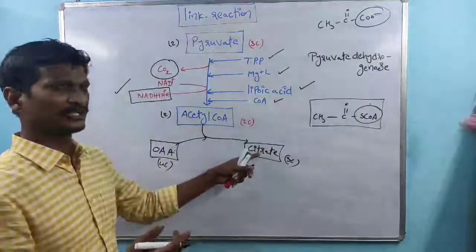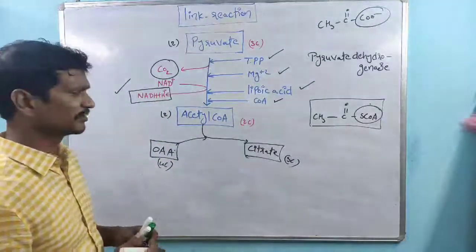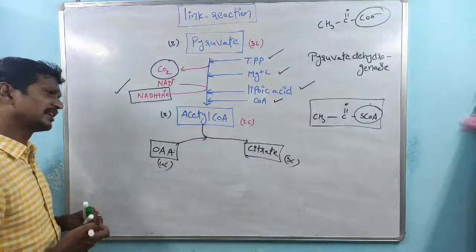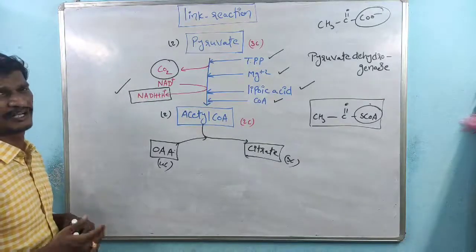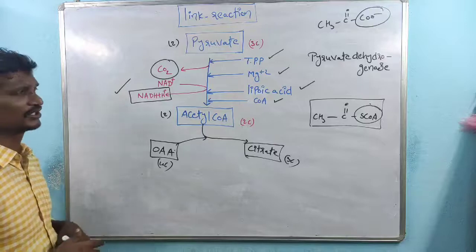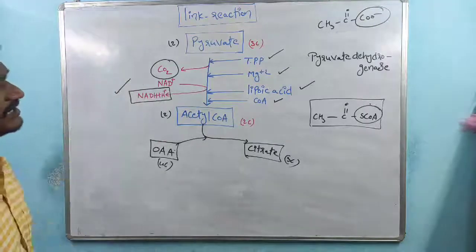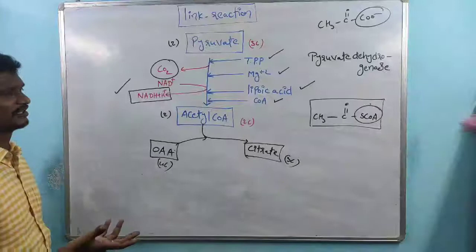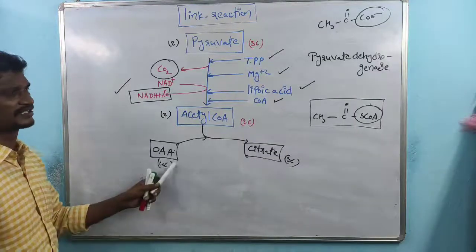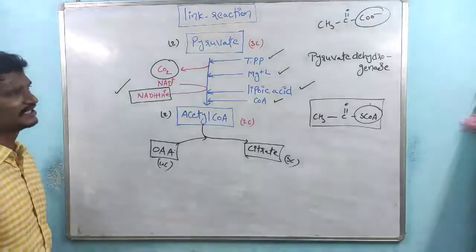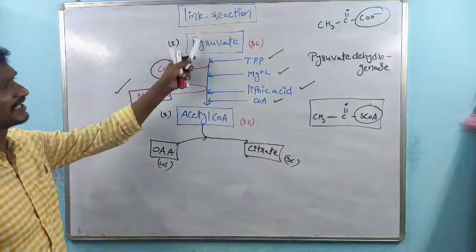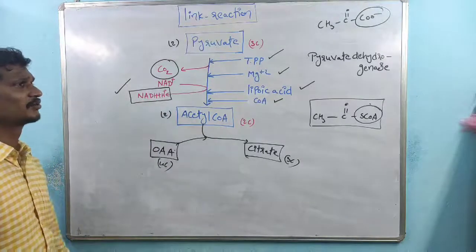So from here onwards, several steps take place within the TCA cycle. Finally, within the TCA cycle, carbon dioxide production and water molecule production take place, right? So this is about the link reaction. Next we will discuss the TCA cycle. Within that link reaction, pyruvate is converted into acetyl CoA, right?